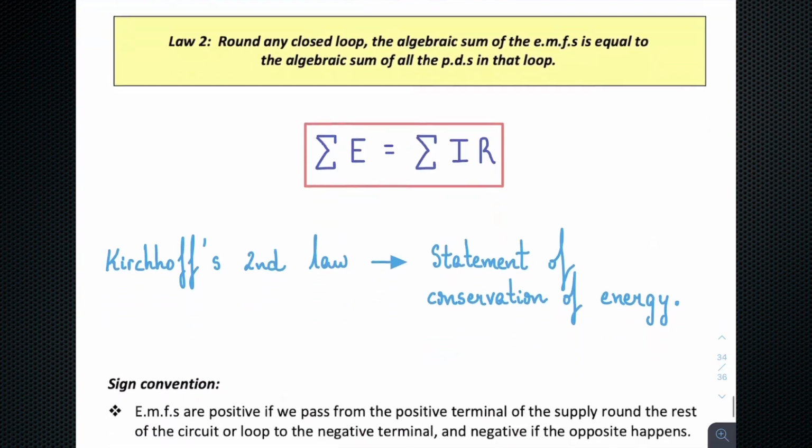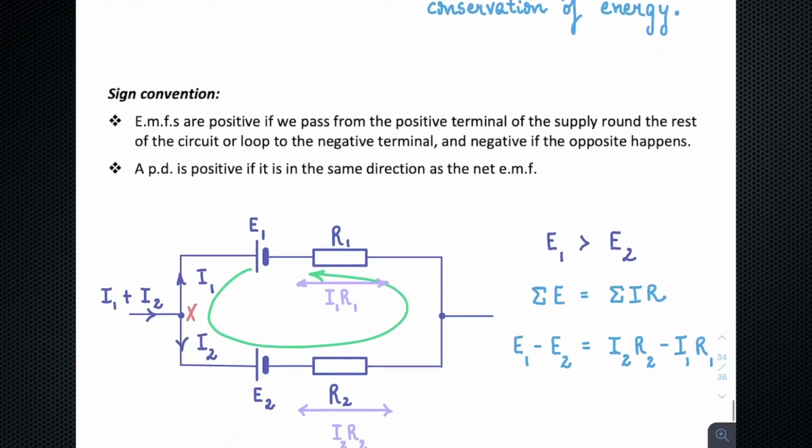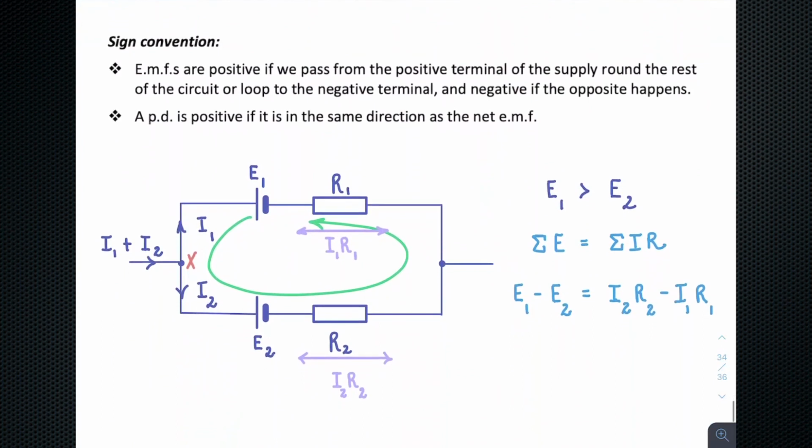To apply Kirchhoff's second law, the best way is to follow a few guidelines. So first, we have to decide on a way to go around the loop. This may either be clockwise or anti-clockwise, it doesn't really matter. The custom is to keep the same direction as the net EMF.